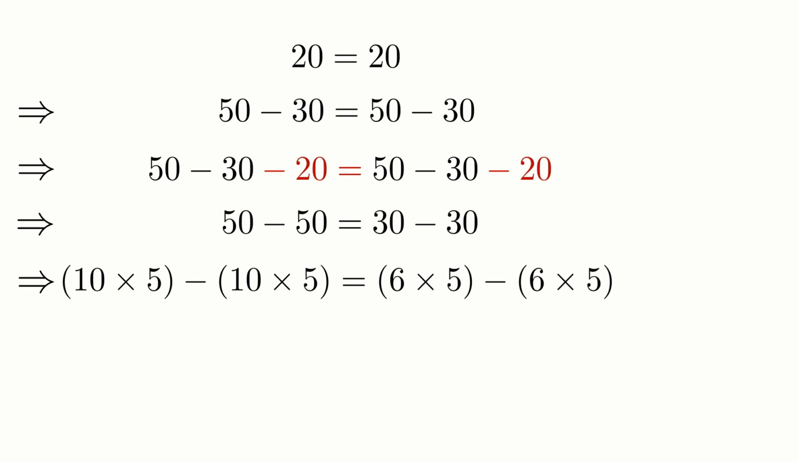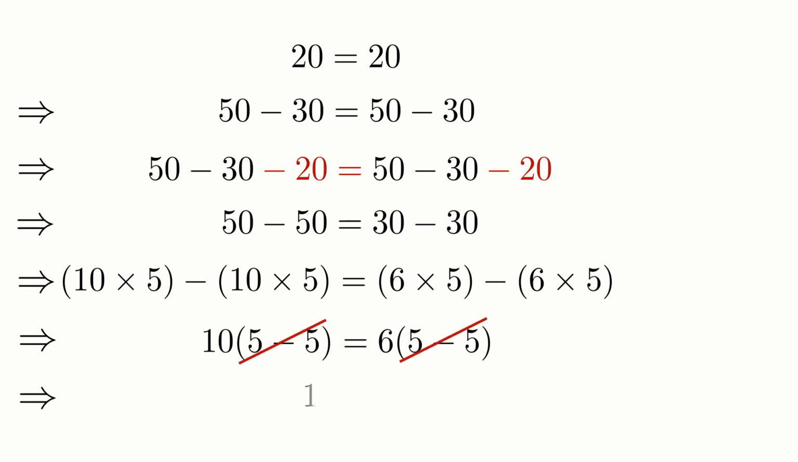Write 50 as 10 times 5 and 30 as 6 times 5. 10 is common to both of the statements on the left hand side and 6 is common to both sides of the statement on the right hand side. So we can take 10 outside of the statement on the left hand side and 6 as a common element. We can take it outside of the statement as well. Now in the last step, we cancel out 5 minus 5 and we have proven that 10 is equal to 6. What is wrong with that?